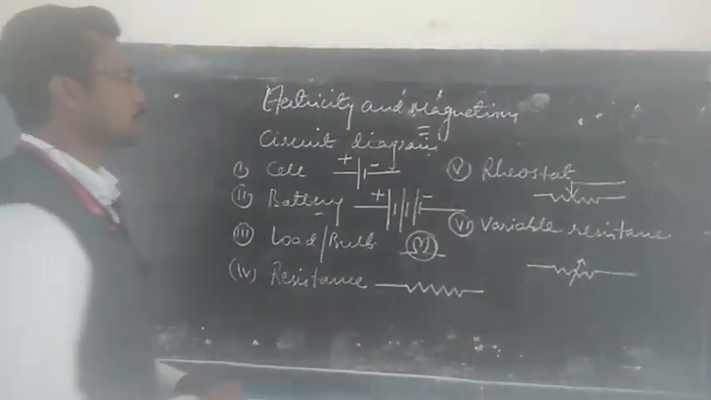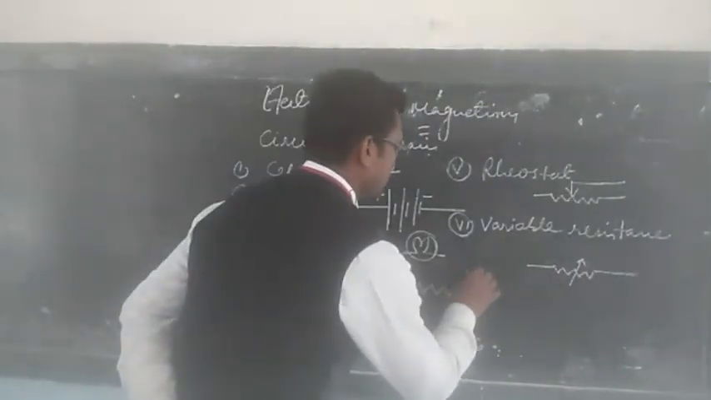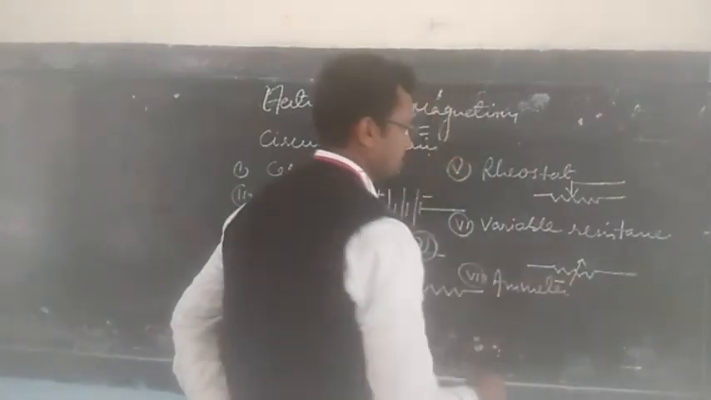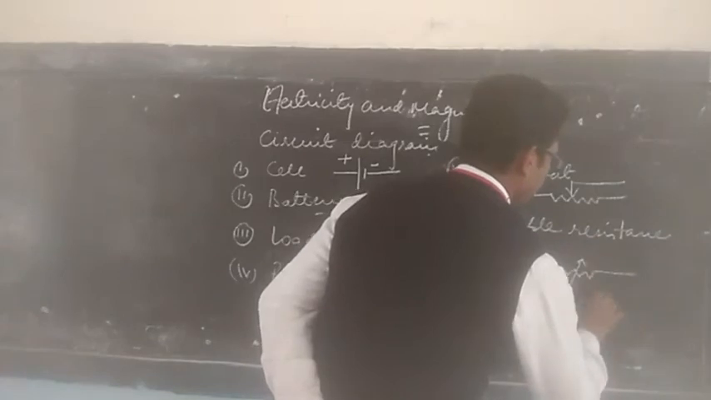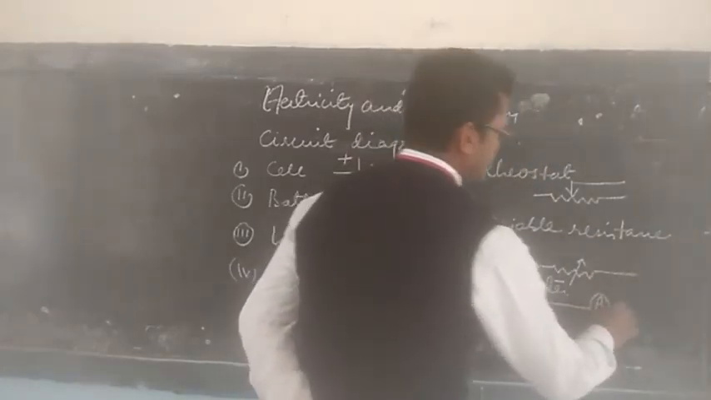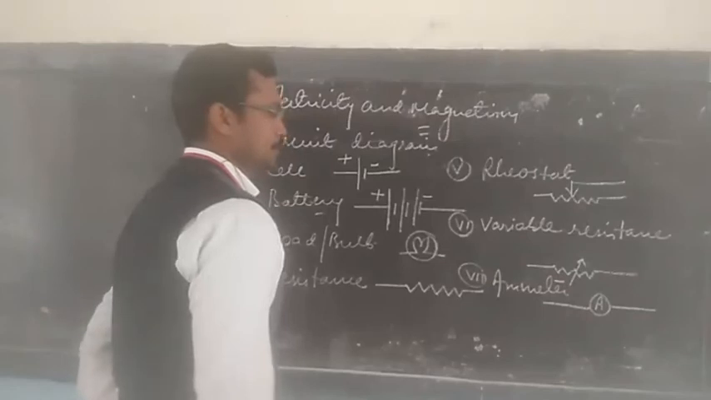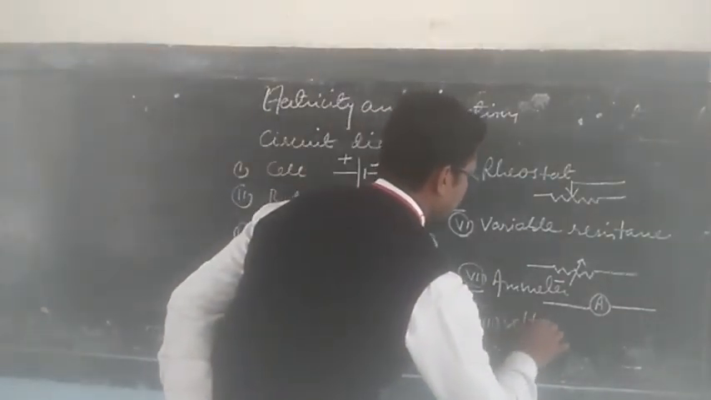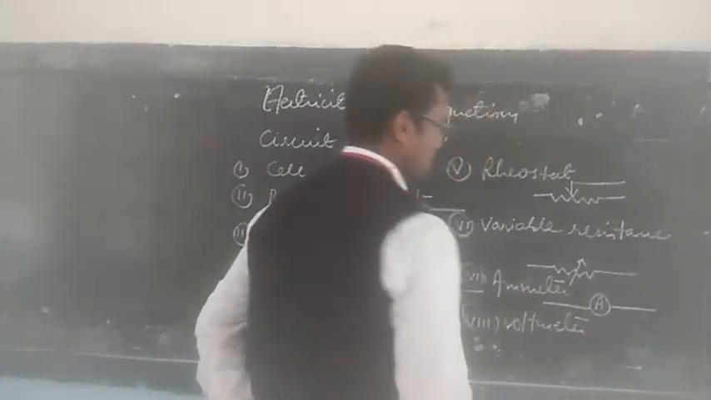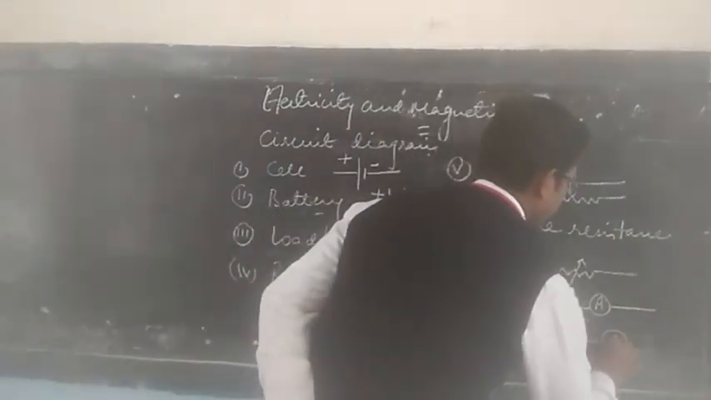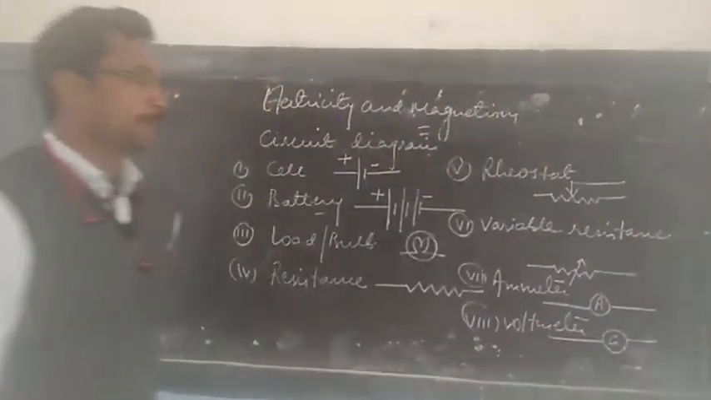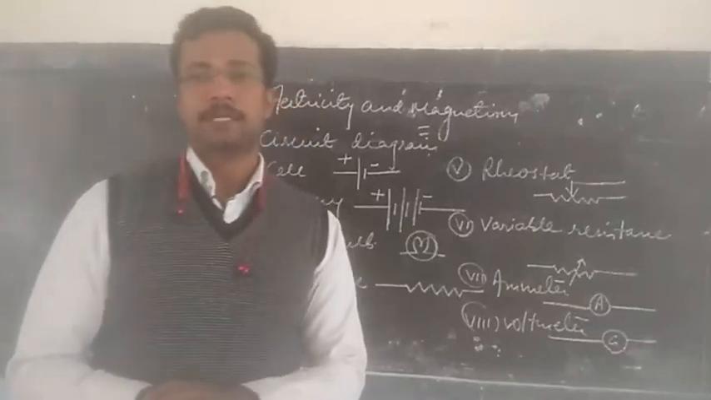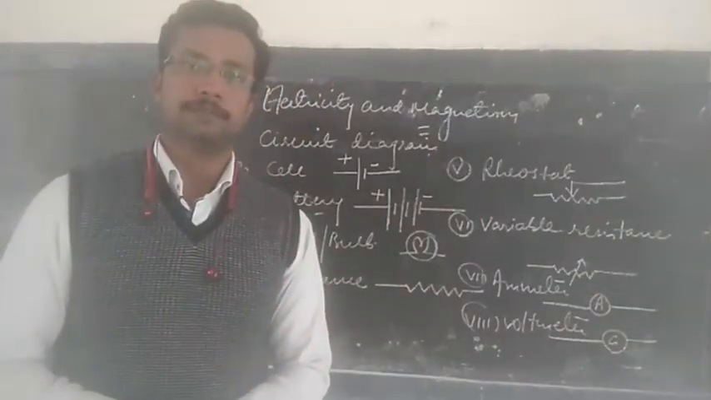Now we can also show the ammeter. Ammeter can be shown using a circle with A written inside the circle, and galvanometer can be shown in the same way, a circle with G written inside. So these are some important symbols of the elements that we can use in the electric circuit.